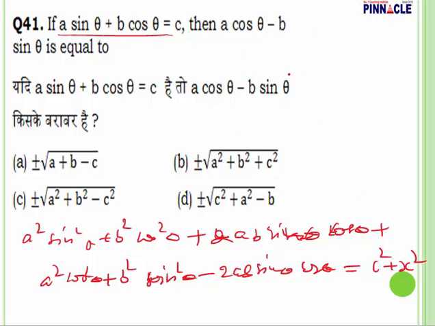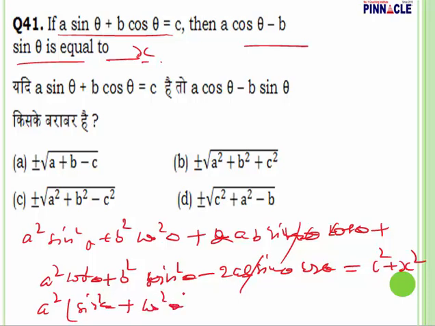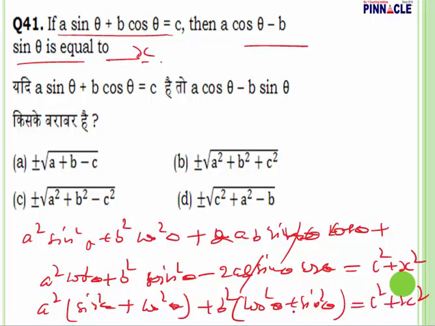You can consider it is equal to X. So we have written here X square. You can cancel this. We will find here A square, then sine square theta, and here you will find cos square. Similarly, you will find B square cos square theta plus sine square theta is equal to C square plus X square. Sin square theta plus cos square theta is 1, it means A square plus B square, and here minus C square is equal to X square.